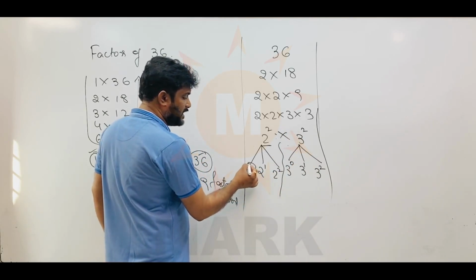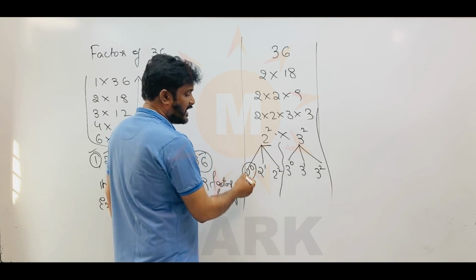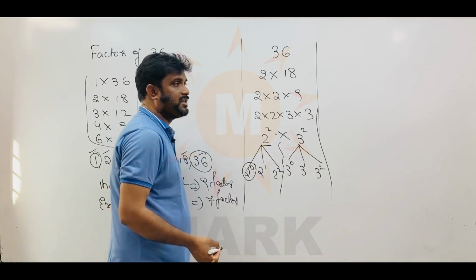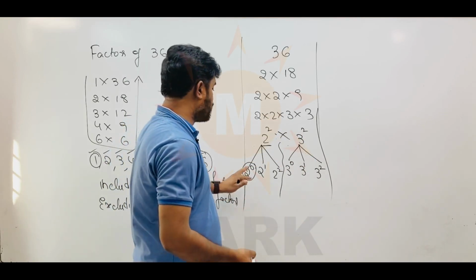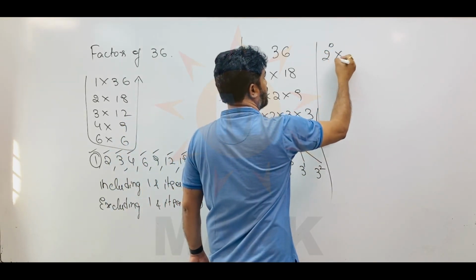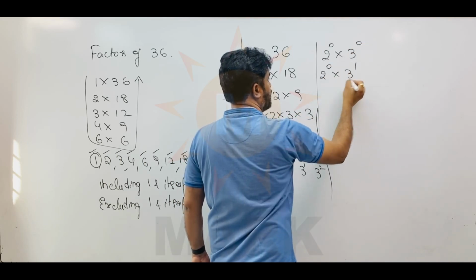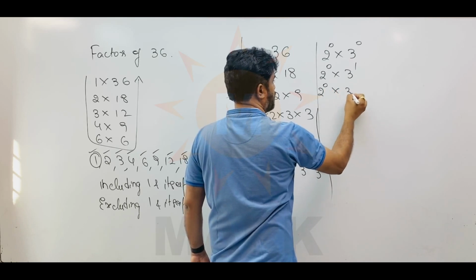We will take each and every number. So with these numbers only I am splitting. I will take each and every number and make them interact with the numbers of the other prime number. So 2 power 0 with all these 3 numbers. That means 2 power 0 into 3 power 0, 2 power 0 into 3 power 1, 2 power 0 into 3 power 2.